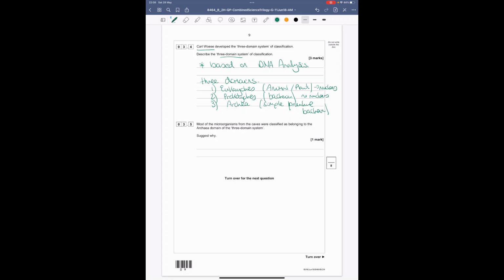Question 3.5 then. Most of the microorganisms from the cave were classified as belonging to the archaea domain of the 3-domain system. Explain why. Well, it's because most archaea, most simple, primitive bacteria, are extremophiles. They live in extreme conditions.